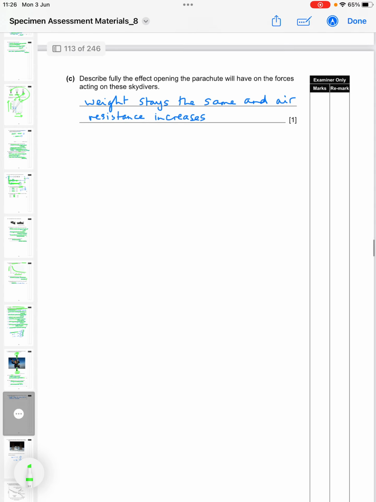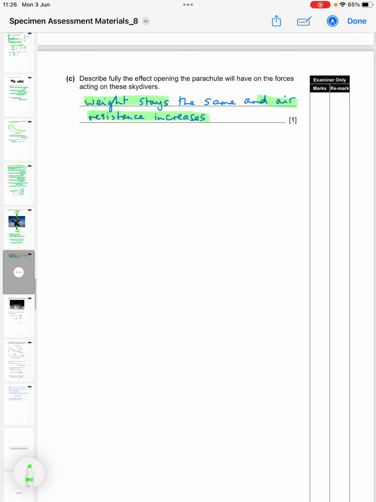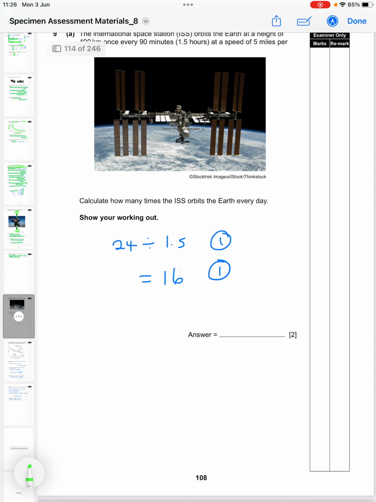Describe fully the effect opening the parachute will have on the forces acting on these skydivers. So it's very important that you realise that the weight of the skydivers stays the same. There's nothing being added to them, but the air resistance is going to increase because the surface area of that parachute is much bigger. So weight is the same, air resistance increases.